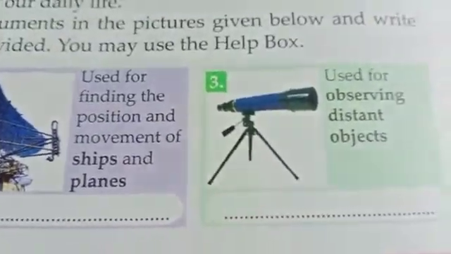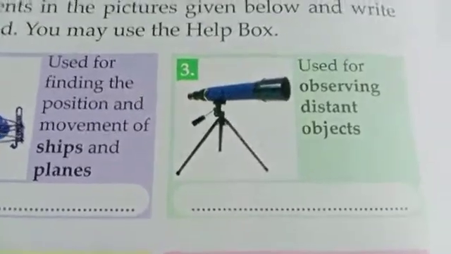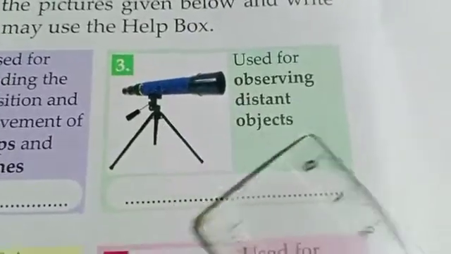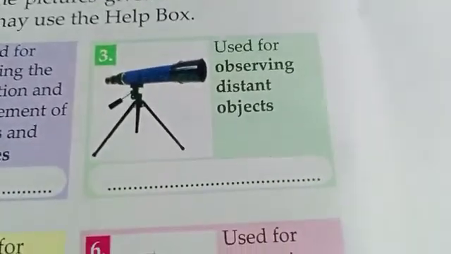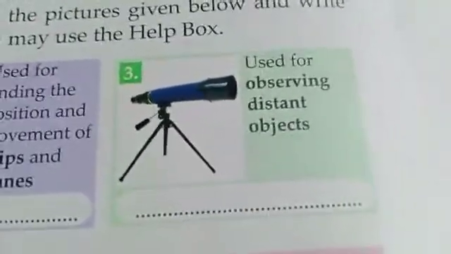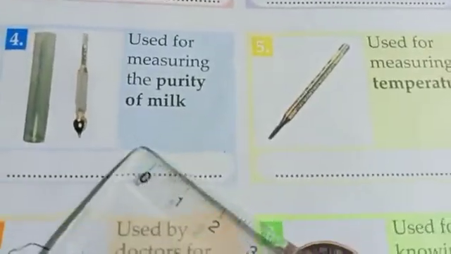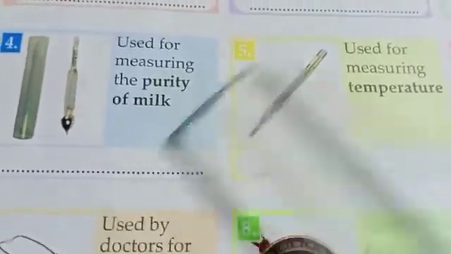Radar is a very important instrument to save our country at the time of battle. Then the next thing is used for observing distant objects, and this is telescope. Telescope we use for observing distant objects. Then the next one is used for measuring the purity of milk. That is lactometer. Lactometer is used for measuring the purity of milk.